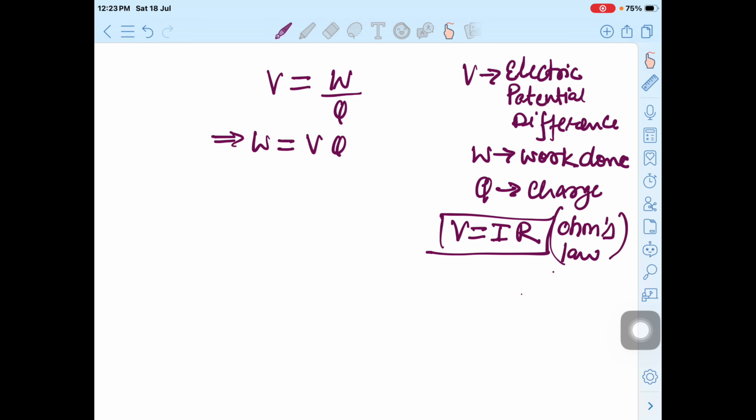Now, we will substitute the value of V inside this equation. In place of V, we can write IR Q. So now it becomes IRQ.